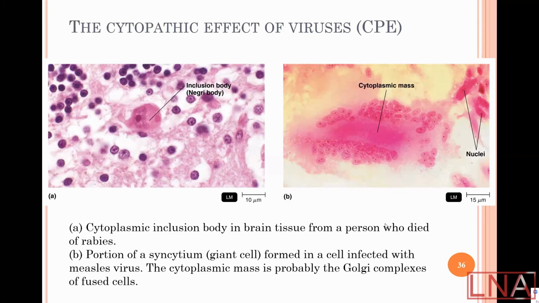The cytoplasmic mass is probably the Golgi complex or fused cell, but anyway, the cell is totally big with many nuclei inside. It is a syncytium, because many cells bind to each other and combine into one.